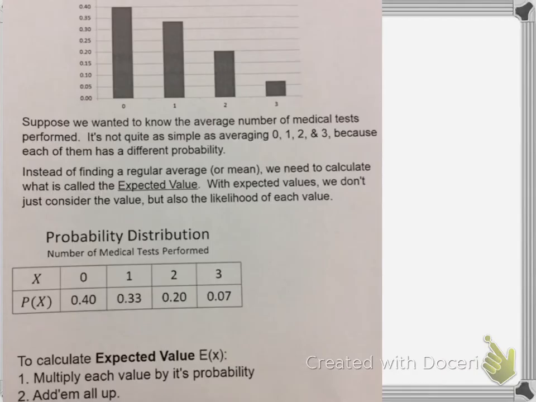Now, when we're talking about average on probabilities, we have to talk about it a little bit differently. So what we're going to do today is talk about expected value, which is really the average of something happening, but dealing with the probabilities.